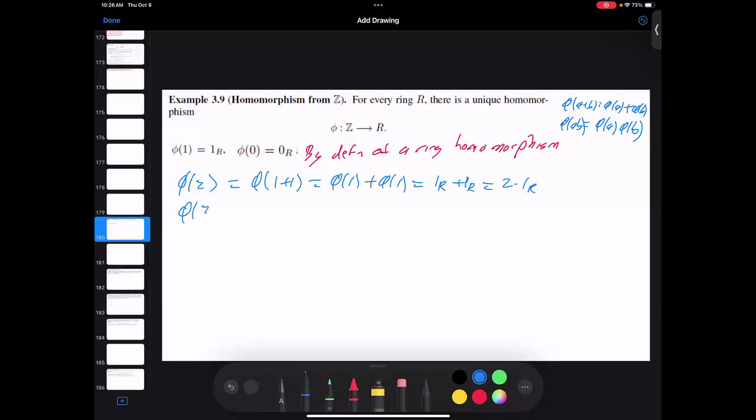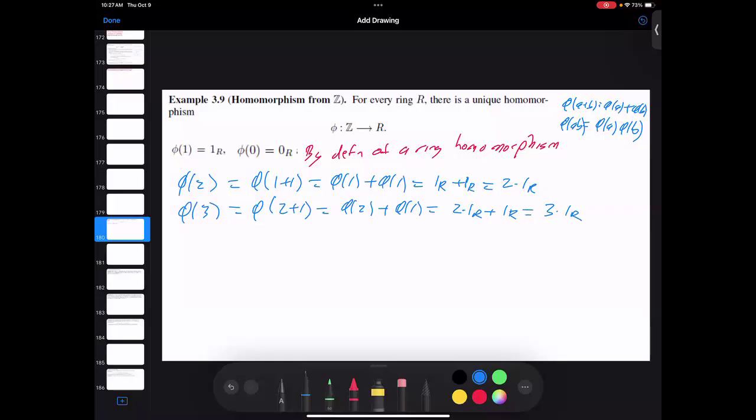How about phi of 3? How should I write that? I'm sorry? 2 plus 1, because we already know what phi of 2 is. So phi of 3 is phi of 2 plus 1 is phi of 2 plus phi of 1 is 2 times the identity plus the identity, which is just going to be 3 times the identity.